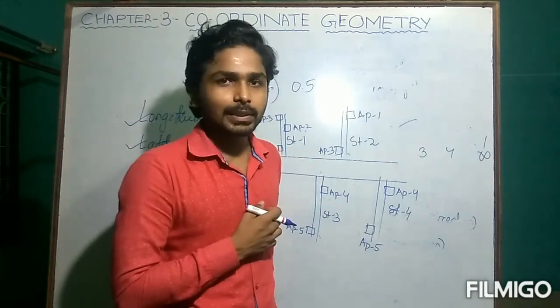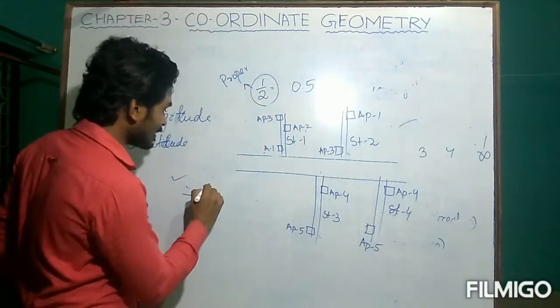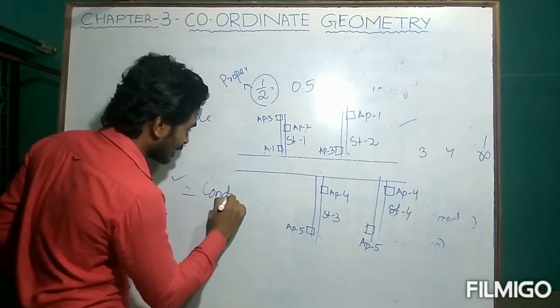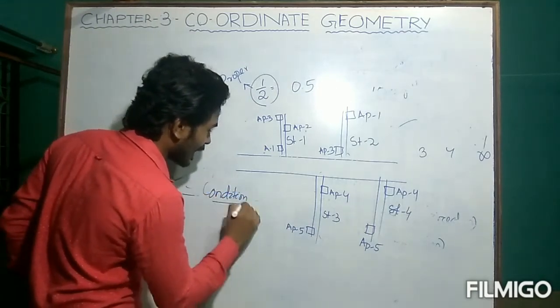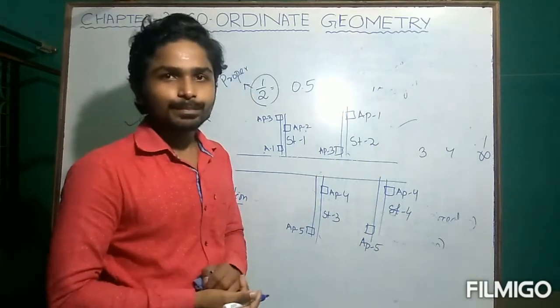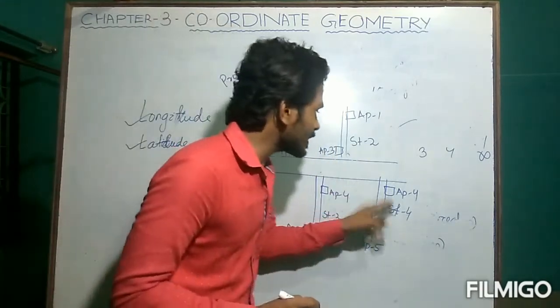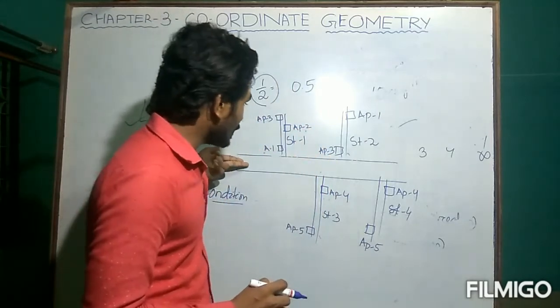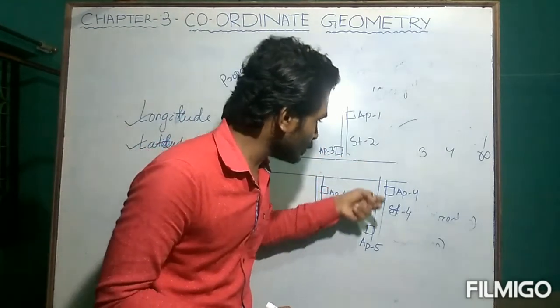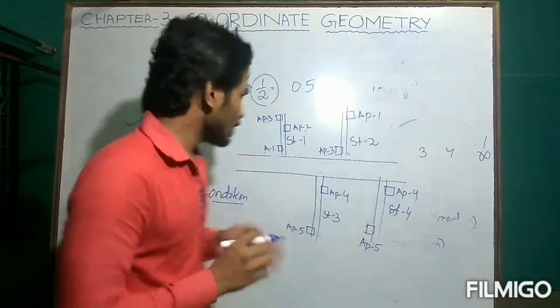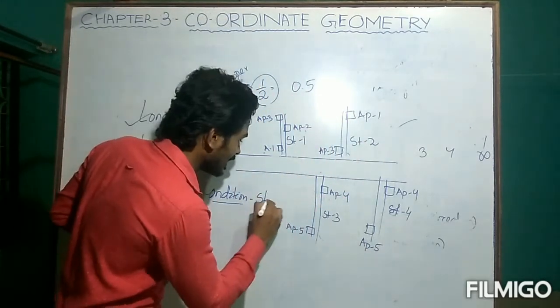What are the two conditions? The first condition is I have to know the street number. Suppose I know that my friend lives in street 4. That means without any hesitation I can go to street 4. So the first condition is street number.